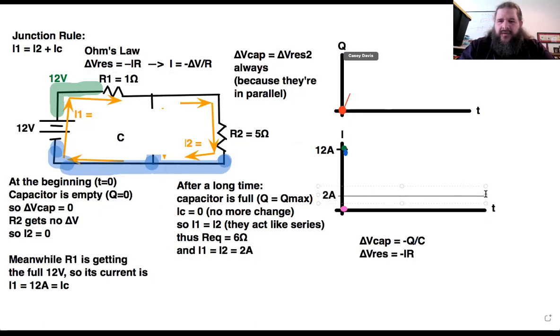And if we take a look at all these currents, we know that current 1 started at 12 amps and is approaching 2 amps. So we can draw this out on the graph. Current 1 starts at 12 and asymptotically approaches 2. Meanwhile, current 2, what did current 2 start as? 0. Right. And it's going to approach 2 amps. So current 2 starts at 0 and exponentially approaches.